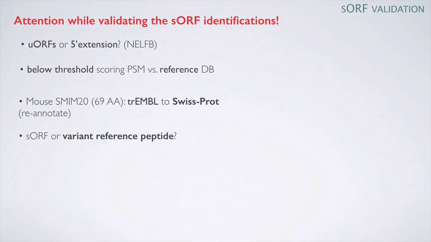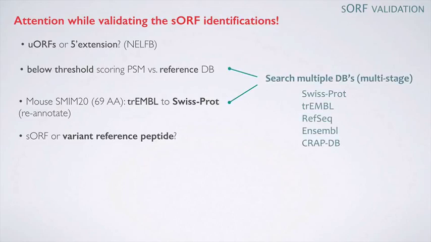Sometimes you have stuff that's not in Swissprot, but can be re-annotated. It is in translated TrEMBL, but based on these searches you can re-annotate. Or sometimes this identification can point to a variation from a reference peptide, which can be the case quite often. So for these, you can actually search multiple databases of known sequences to really make sure that the one you find is really new.